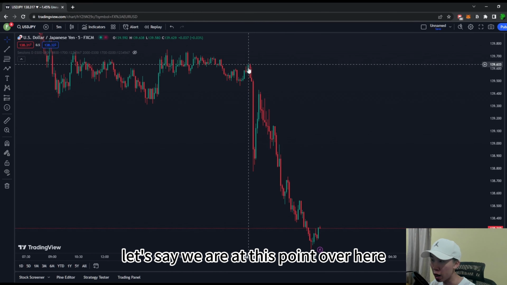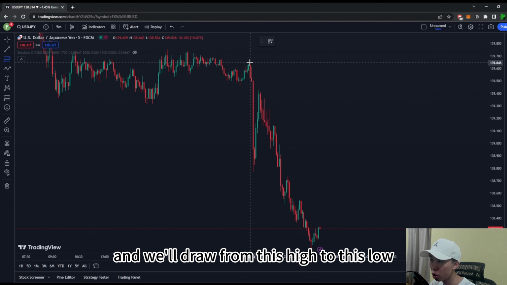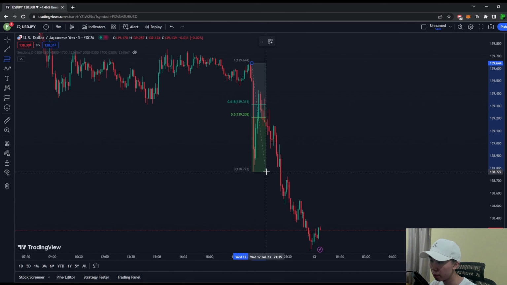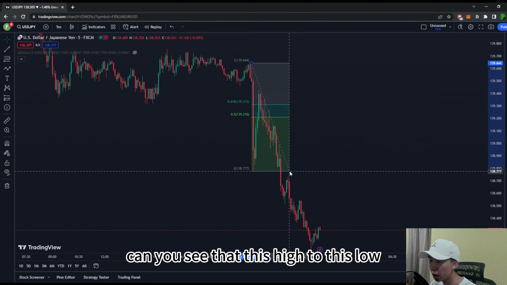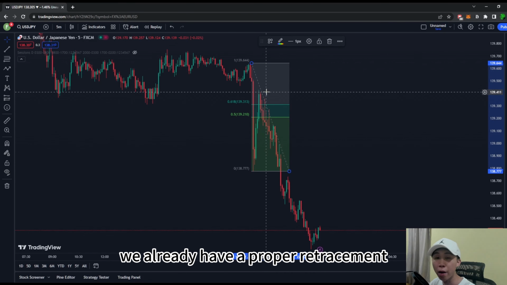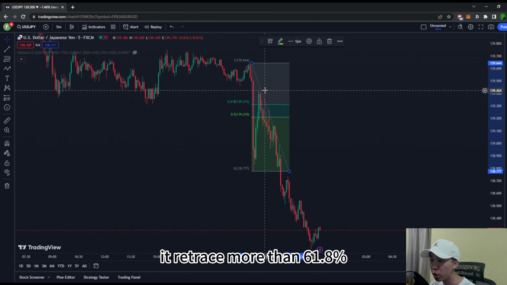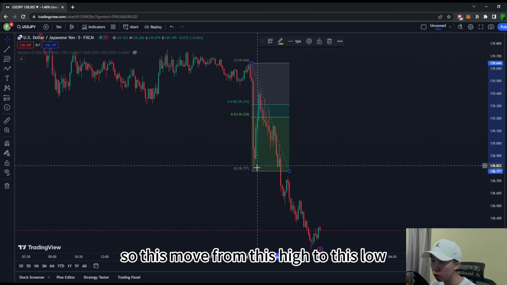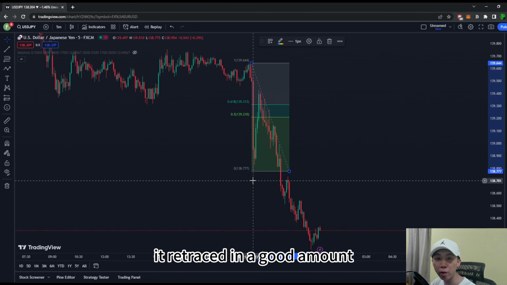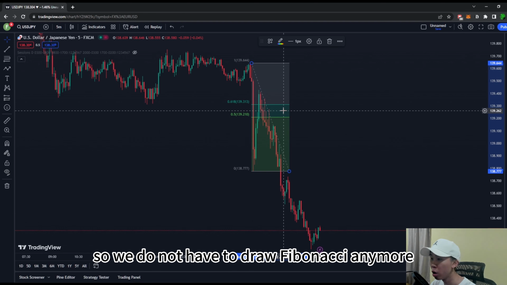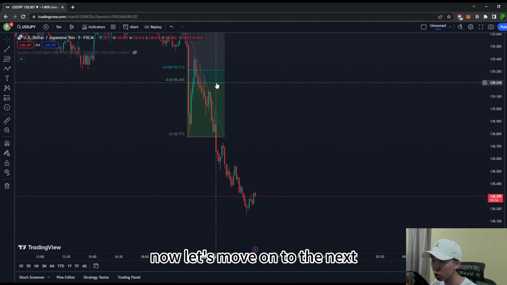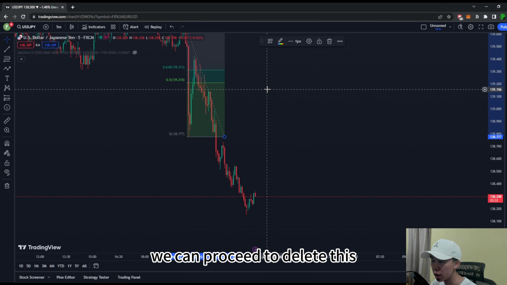Let's say we are at this point over here and we'll draw from this high to this low. Can you see that this high to this low, we already have a proper retracement. It retraced more than 61.8%. So this move from this high to this low, it retraced a good amount, so we do not have to draw Fibonacci anymore. Now let's move on to the next. We can proceed to delete this.